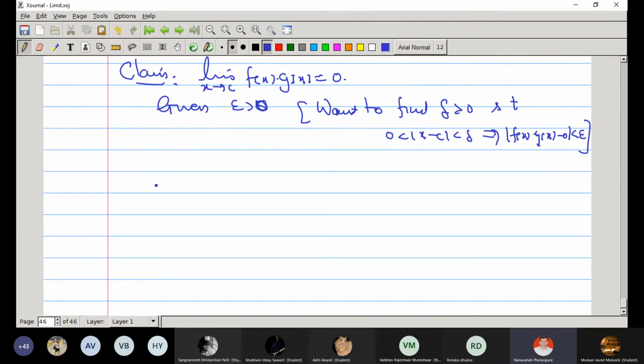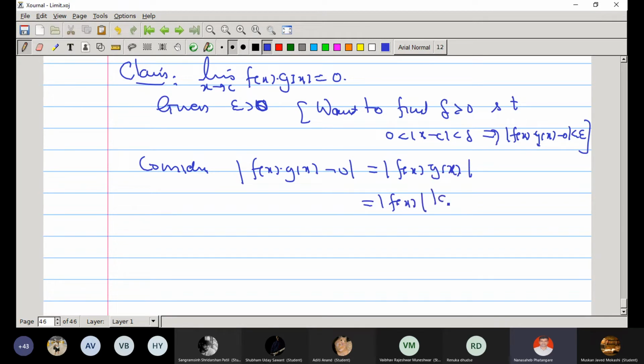Right, so how to do this? First of all, try to simplify the expression, and from that we can get a strategy. So f(x) into g(x) minus 0 is just f(x) into g(x), but it is the same as the absolute value of f(x) into the absolute value of g(x). But we know that g is bounded.